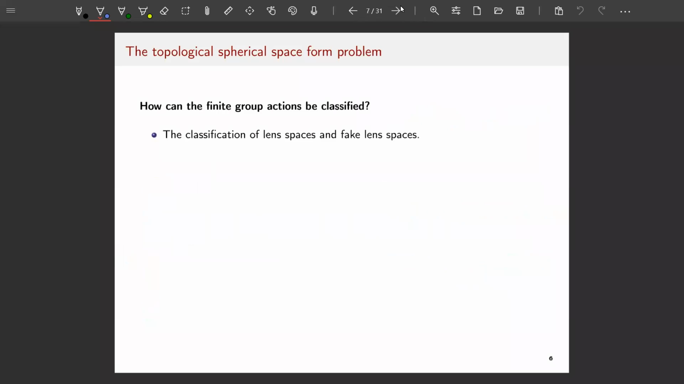So those are what can act, and then you can ask, well, how can they be classified? This turns into the classification of lens spaces and fake lens spaces. So I want to talk a little bit about lens spaces and fake lens spaces. So what on earth is a lens space?